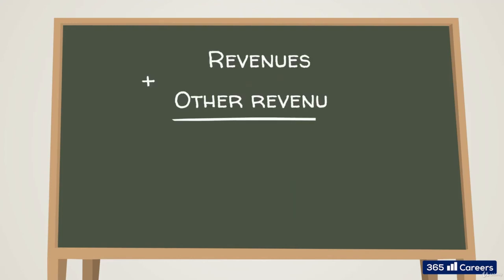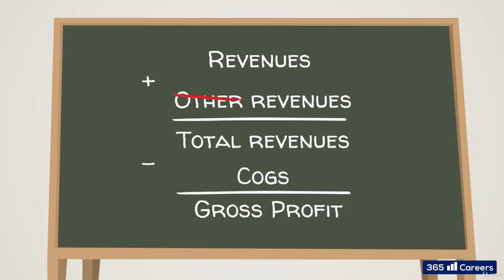If other revenues represent a substantial part of total revenues, you may want to subtract them when calculating gross profit, because we haven't sustained COGS for these revenues, and this will likely inflate our gross profit margin.